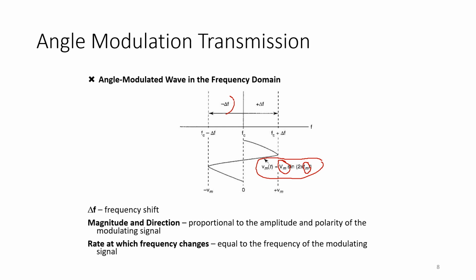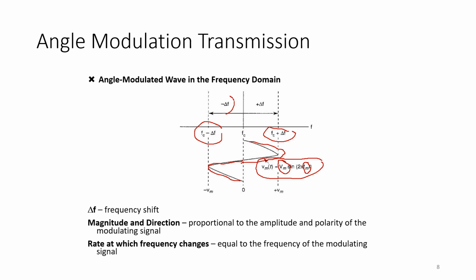For example, a positive modulating signal produces an increase in frequency, while a negative signal produces a decrease in frequency. For a positive Vm, that means an increase in your frequency, so this is FC plus the frequency shift. A negative Vm produces a decrease, so we have FC minus delta F, the frequency shift. The rate at which frequency changes is equal to the frequency of the modulating signal. It follows the frequency of your modulating signal.